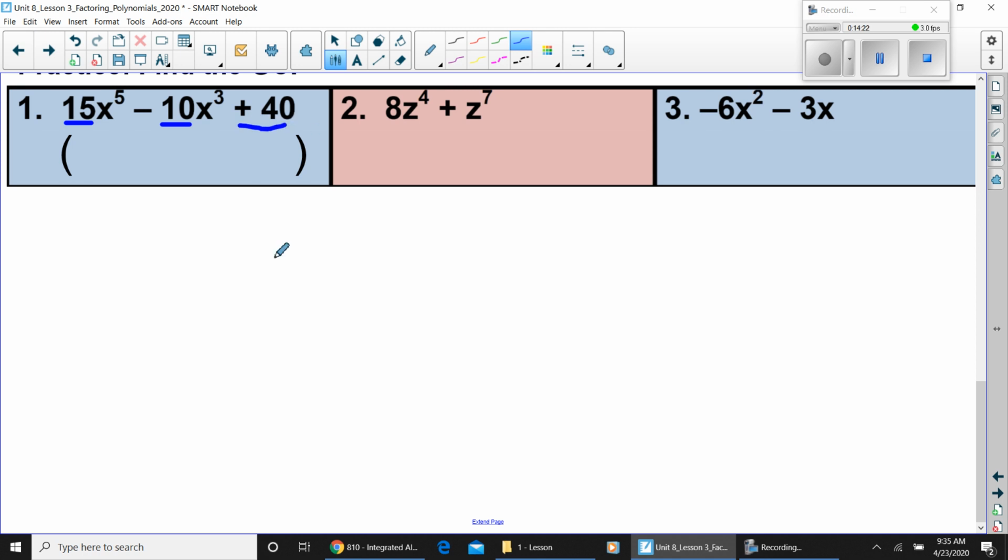Okay, so think of a number. You could use your calculator, but these numbers are pretty easy. What number is the greatest common factor that goes into 15, 10, 40? If you said 10, that's not it, because 10 cannot go into 15. What goes into 15, 10, and 40, the greatest number? If you said 5, you are correct.